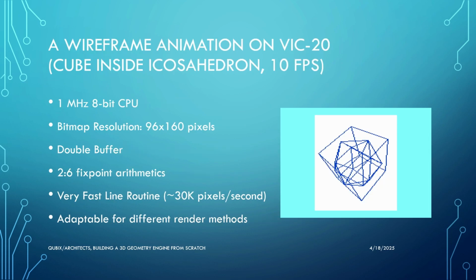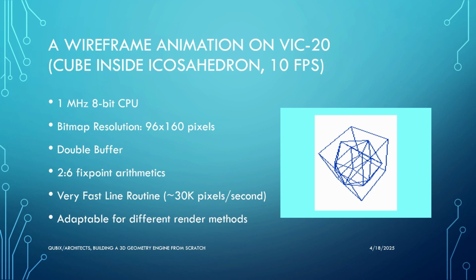We have here an 8 megahertz 8-bit CPU and a bitmap resolution of 96 times 160 pixels. And yet, this is a wireframe animation of a cube. Inside, there is an icosahedron, and it's being updated 10 times per second. It uses double buffering, and the whole thing can also be adapted to different render methods.